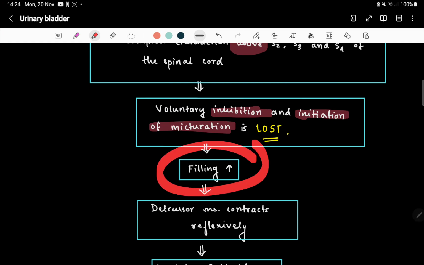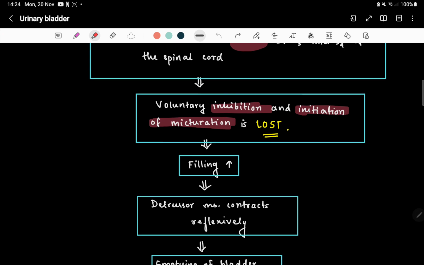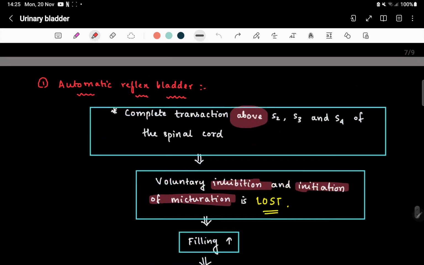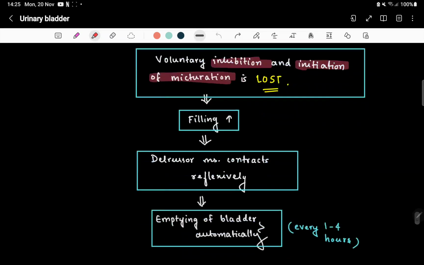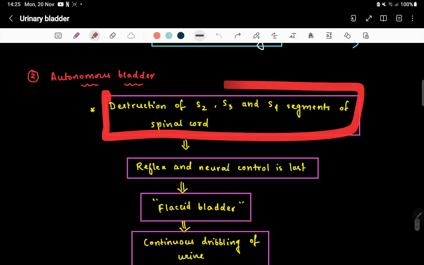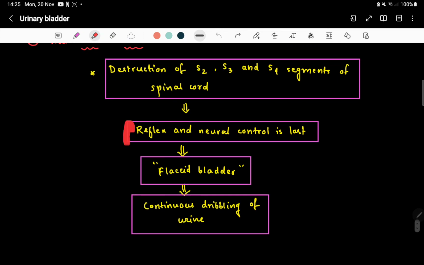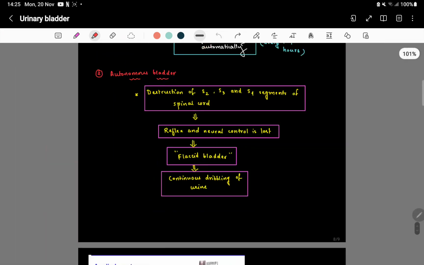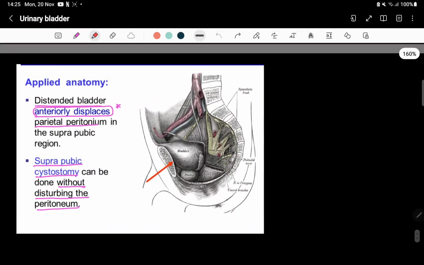Filling will increase, and the detrusor muscle will contract reflexively, not by any nerve, and the emptying of the bladder will occur automatically. So in the automatic reflex bladder, there will be automatic micturition. In the autonomous bladder, there is destruction of the S2, S3 and S4 segments, when reflex and neural control is lost, and there will be a flaccid bladder with continuous dribbling of urine. This is the autonomous bladder.